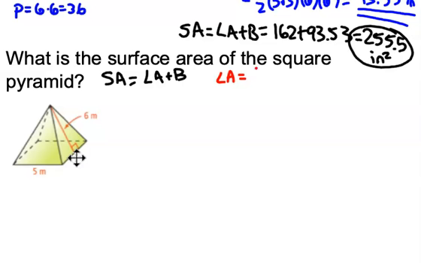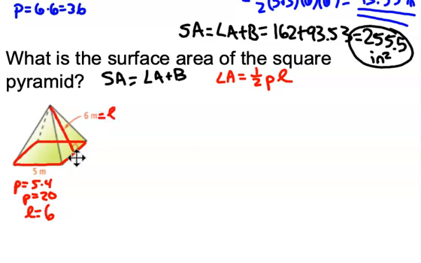To get LA, we need 1/2 of the perimeter times the slanted height. If one side of a square is 5, then they're all 5. So the perimeter is 5 times 4, which is 20, and then the L is given to us right here. This is the height of one of the triangles. That's what L is. So L is 6. For LA, we're doing 1/2 times 20 times 6, which is like 10 times 6. So LA is 60 square meters.